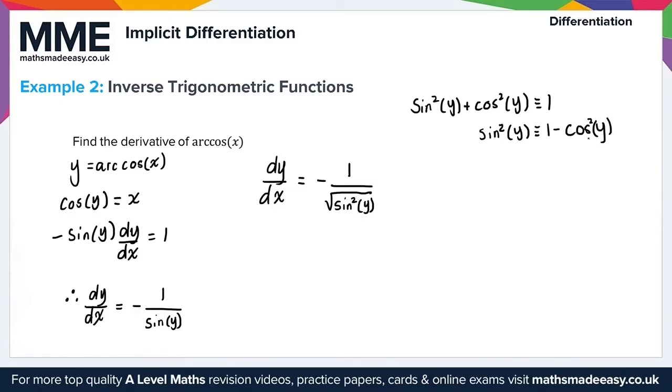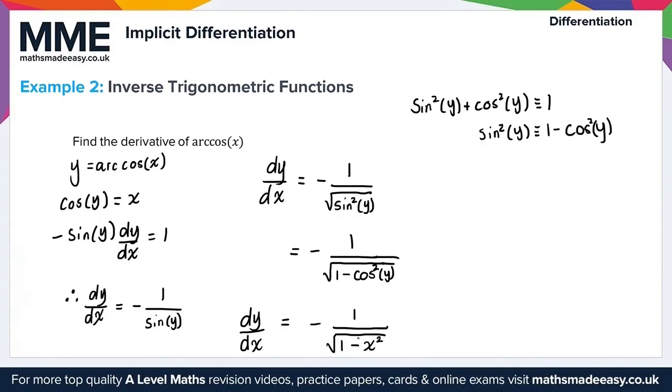Substituting this in, what we get here is minus 1 over the square root of 1 minus cos squared y. But we know cos y is equal to x. So we can now use x equals cos y and put this back into our equation. What we obtain is that dy by dx is simply equal to minus 1 over the square root of 1 minus x squared. And that gives us the solution to example 2 for implicit differentiation.